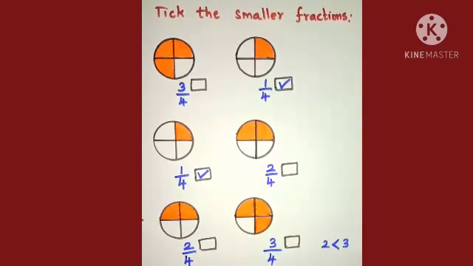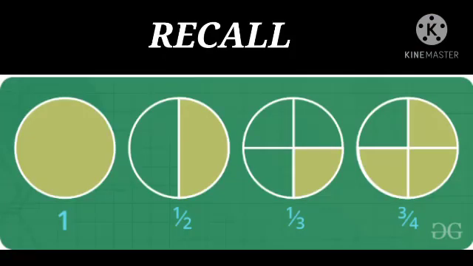Thus the fraction having less numerical value numerator will be the lesser or smaller fraction. 2 by 4 is the smaller fraction. Take 2 by 4. Let us recall the unit fraction once again.